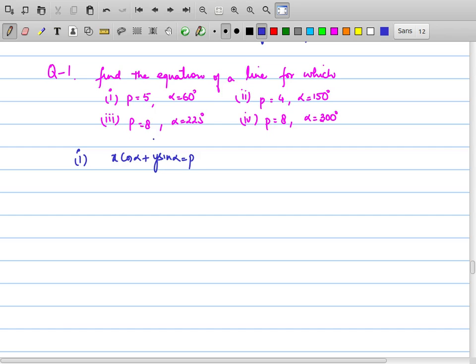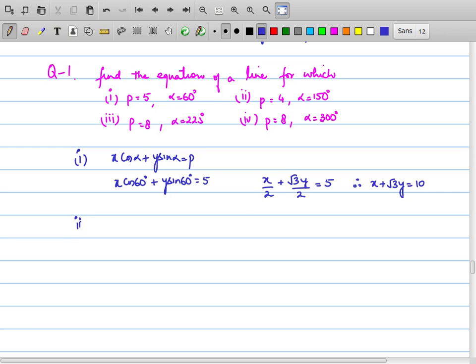So in the first part we have P is 5 and alpha is 60. Therefore we'll just put in the values: x cos 60 plus y sin 60 is equal to 5. Now cos 60 is what? 1 by 2, and sin 60 is root 3 by 2, is equal to 5. Therefore your equation is x plus root 3y is equal to 10.